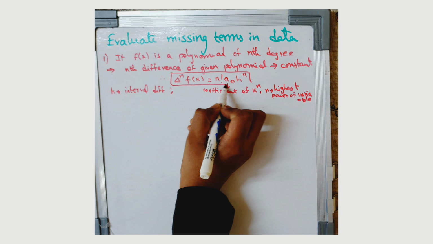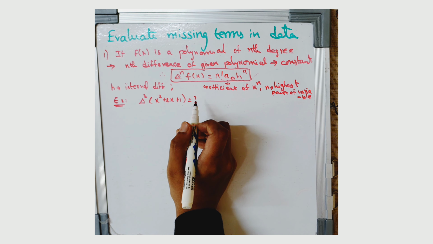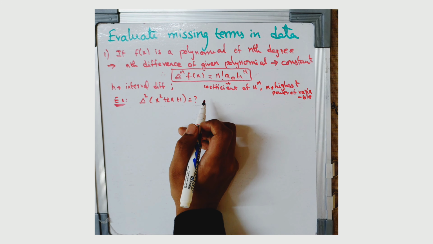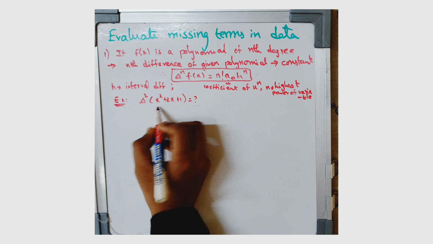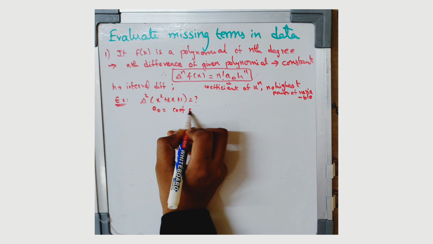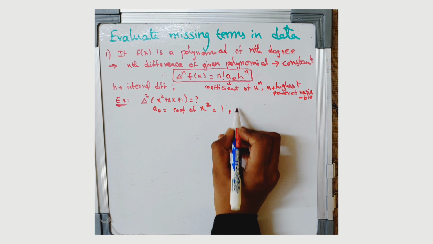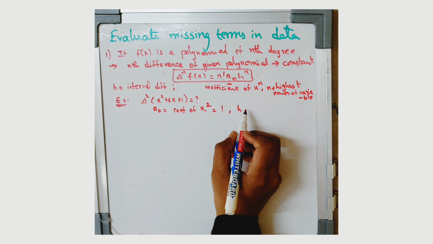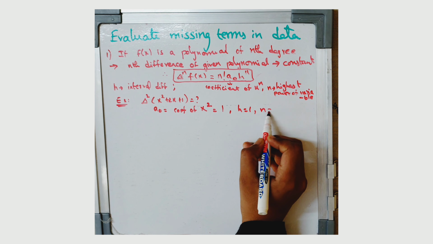Okay, next, for example, I'll explain here. If del square of x square plus 2x plus 1, you have to find the value of it. First find what is a naught. A naught is nothing but the coefficient of x power n, which is x square, and it equals 1, right? And h is interval difference, we are taking it as 1, and n is nothing but highest power of variable. Highest power of variable is 2, right?